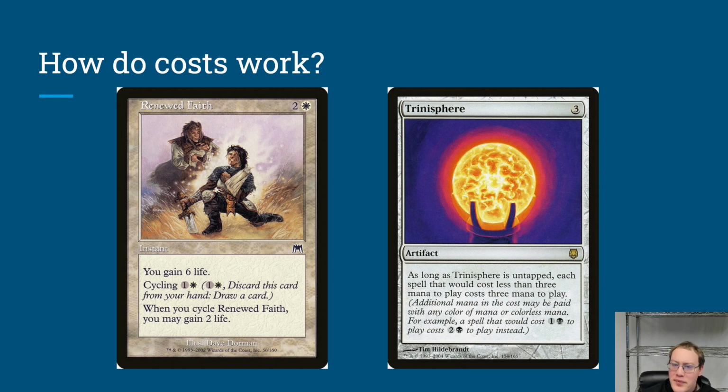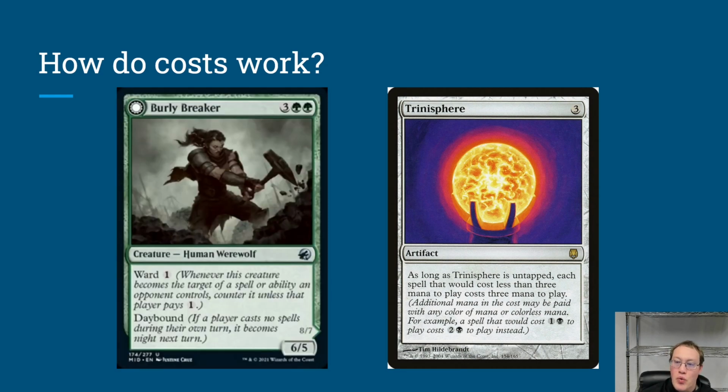So, be careful when you're applying this ruling because it might or might not be applicable to any other related types of keywords. So for example, flashback, if you're flashing something back from the graveyard, that actually does involve playing the spell. So your flashback cost that you're paying to do that would indeed be affected by the Trinisphere in that case. However, with Renewed Faith, because we're not casting a spell, we're not going to have any of that kind of issue. So, okay, next example would be Ward.